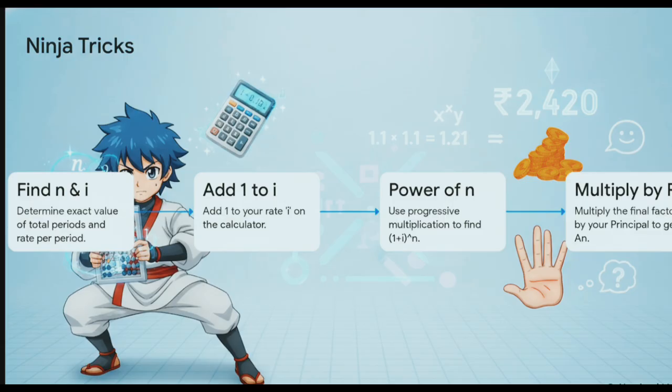Step 3. To find the power of n, if n is 2, you just multiply 1.1 by 1.1. You get 1.21. That is your compounding factor. Progressive multiplication makes this insanely fast. Step 4. Simply multiply that 1.21 by your principal of 2000. Boom! 2420 rupees. बहुत simple है ना? Practice this movement until it just becomes pure muscle memory.